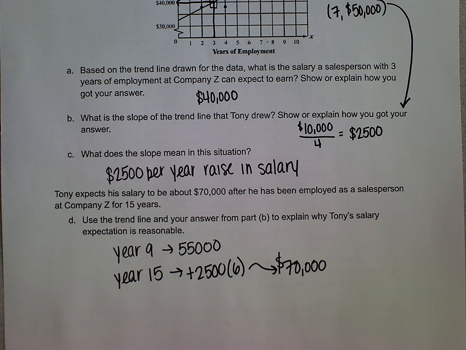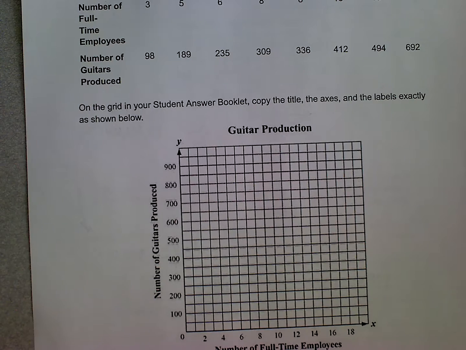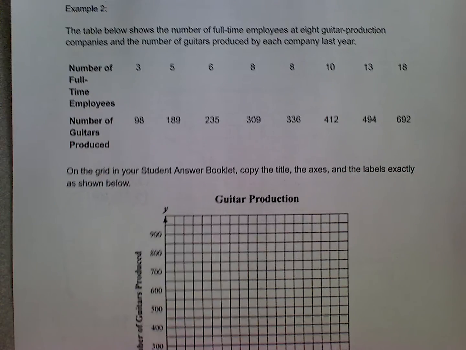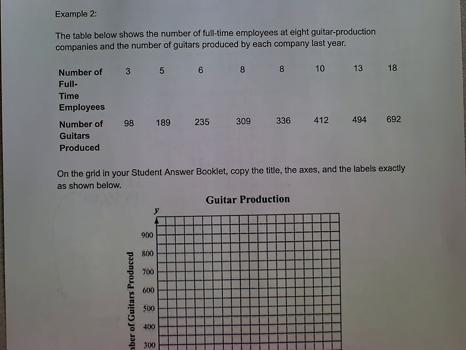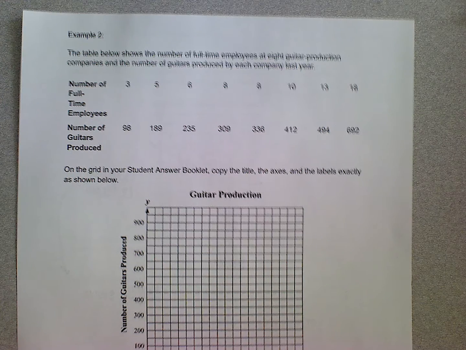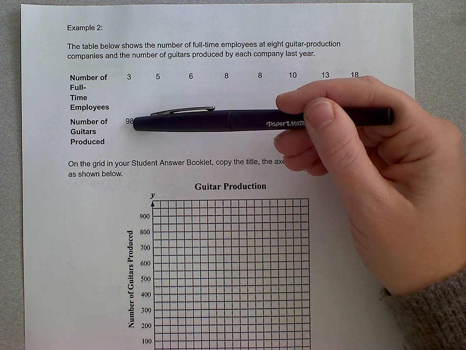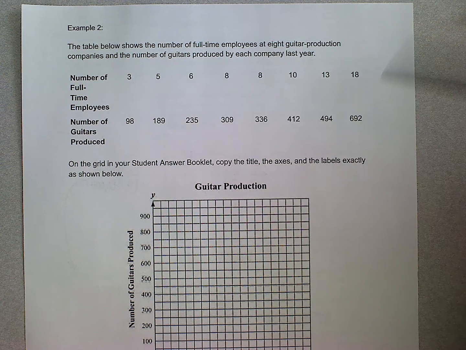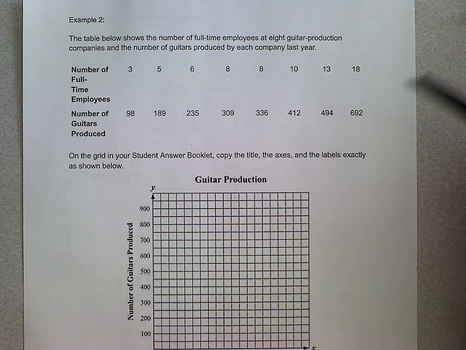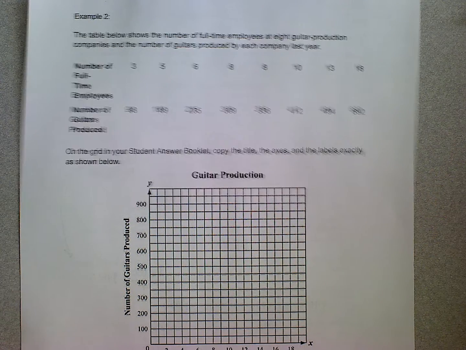Okay, so I'm gonna flip to the back. The people here have this, the people at home, I did attach it today. So we're gonna do this in steps. For example 2, it says, the table shows the number of full-time employees at 8 guitar production companies and the number of guitars produced by each company. So I don't really care that there's 8 guitar companies. We can see the number of full-time employees and the number of guitars produced at each company.